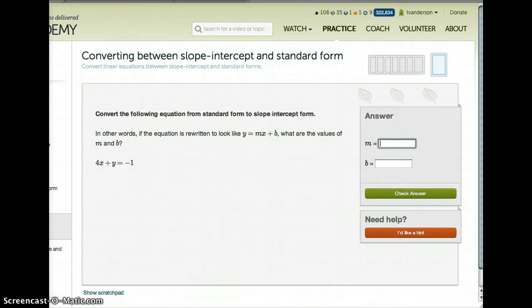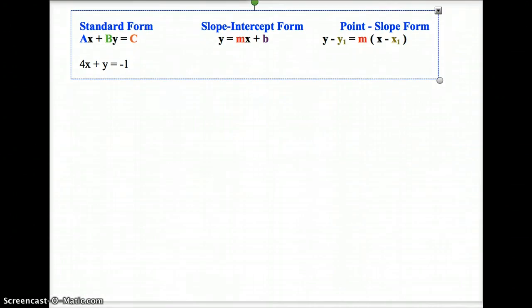All right, today's Khan Academy that we're working on is called Converting Between Slope-Intercept and Standard Form. Before we talk about how to do this, you're going to see this equation right here, 4x plus y equals -1. So I'm going to bring up a smartboard here, and you can see that same equation, 4x plus y equals -1. But before I get to that, I should probably talk about the different forms.